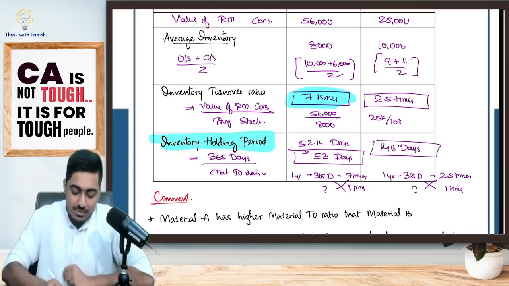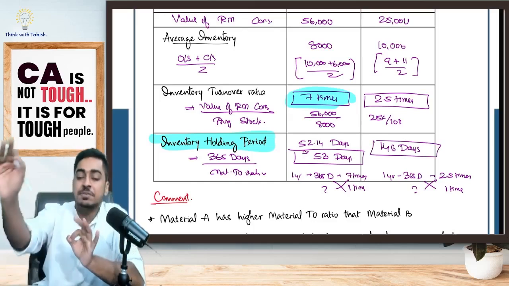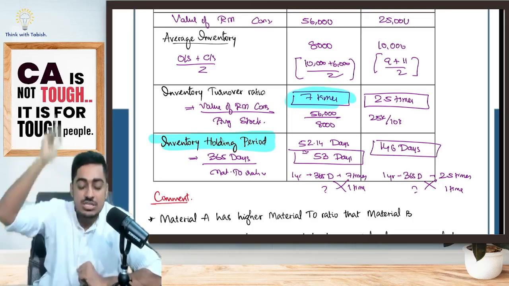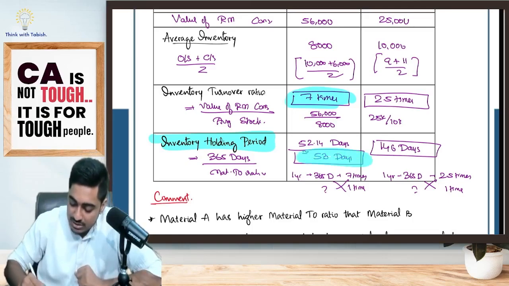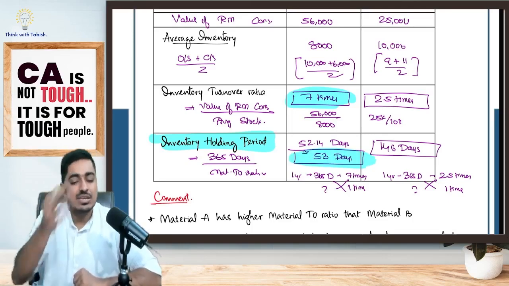Now, if I am comparing my material holding period also, A if I buy, in just 53 days I will sell it off. But B if I buy, it will take 146 days to sell. That means what is fast moving? A is fast moving. You can take the decision on any factor. It will be the same only.